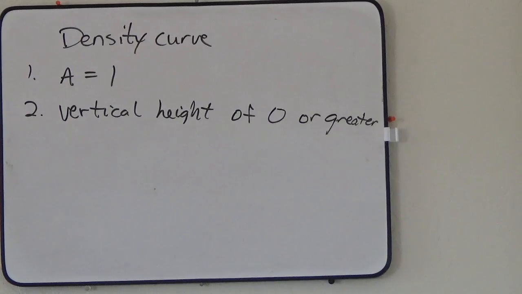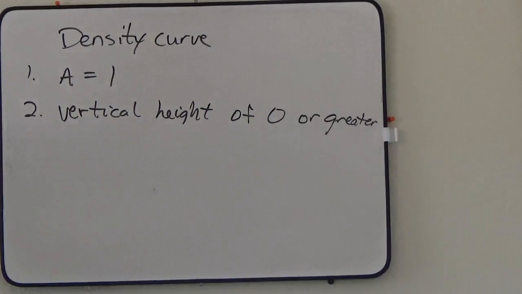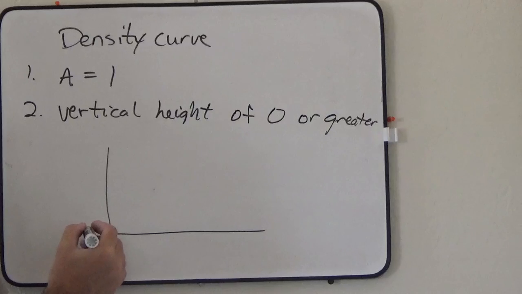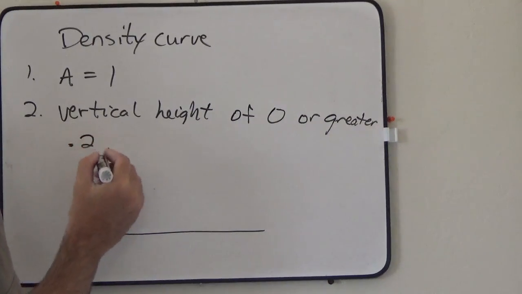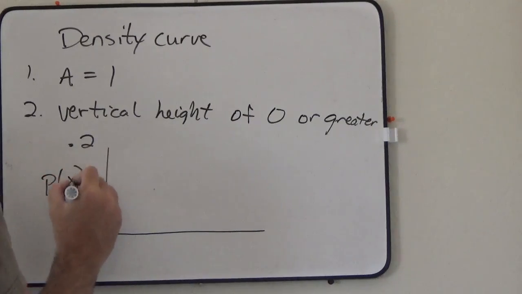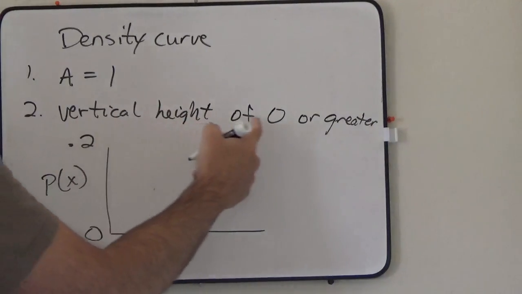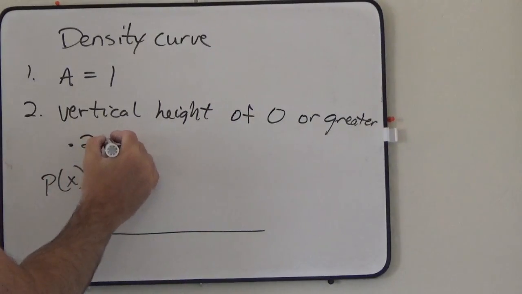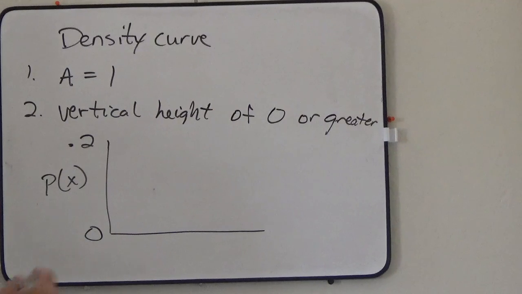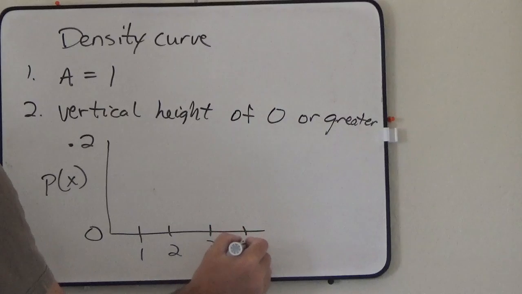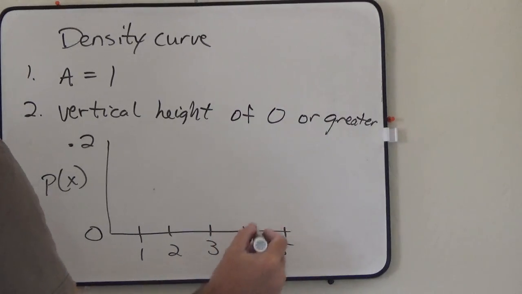So let's look at a uniform graph here, or our density curve. I'm going to just draw this here. Here we have 0, and 0.2 is at the top. That's a probability. So P of X is our vertical height. It says vertical height has to be 0 or greater, so that fits that rule. Next, here we have wait times. We'll say 1 minute, 2 minutes, 3 minutes, 4 minutes, and 5 minutes.